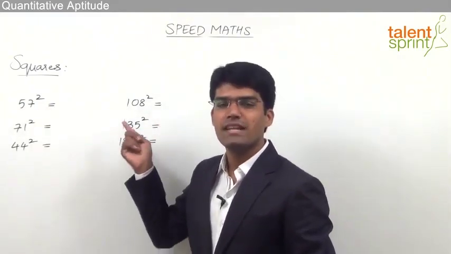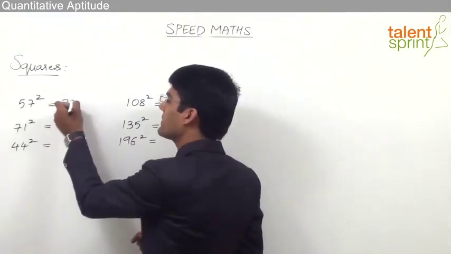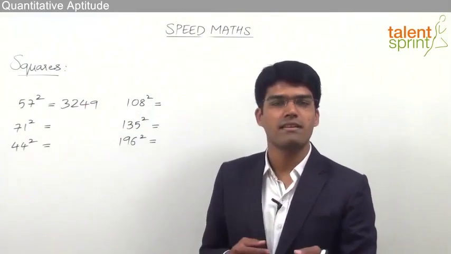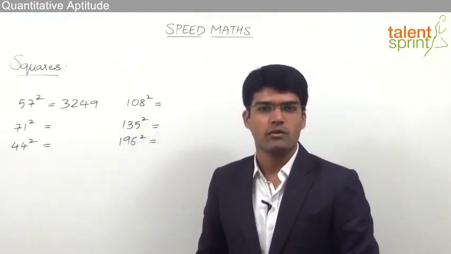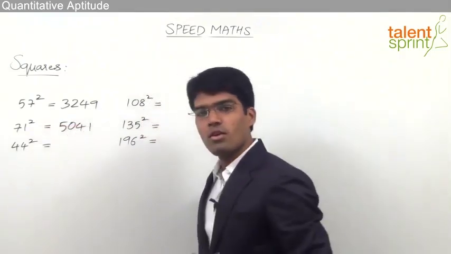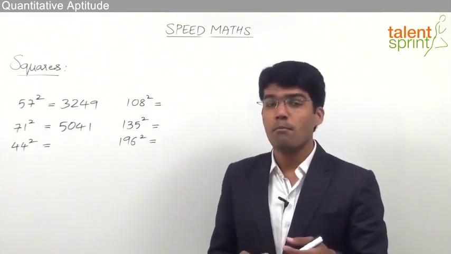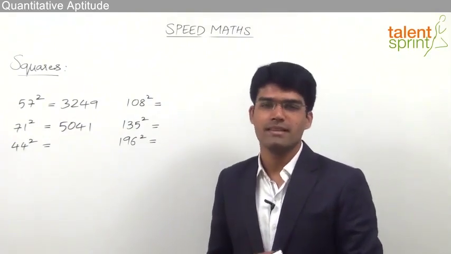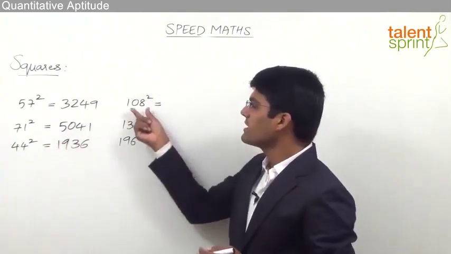57 is 50 plus 7. So 2500 plus 700, 3200, plus 7 square, 49. So 3249. 71 is 50 plus 21. So 2500 plus 2100, 4600. 4600 plus 21 square is 441. 4600 plus 441 will be 5041. So this is 5041. 44 square, 50 minus 6 whole square. So 2500 minus 600, that is 1900. 1900 plus 6 square is 1900 plus 36. So 1936.